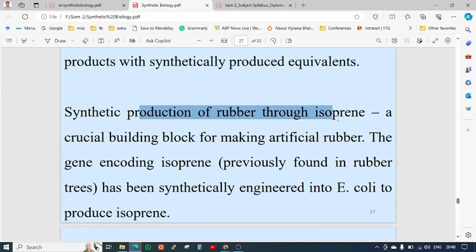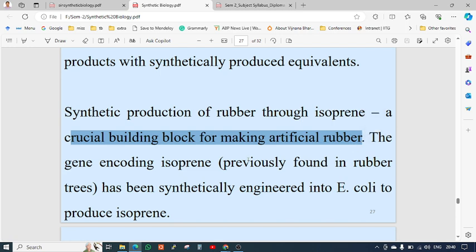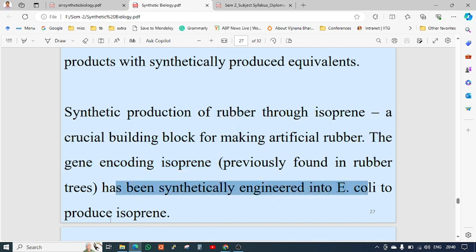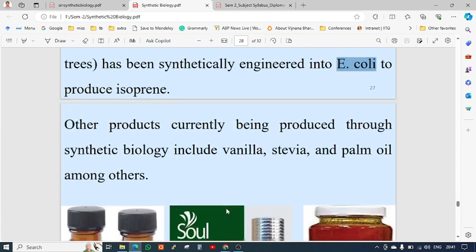Synthetic production of rubber through isoprene, a crucial building block for making artificial rubber. Artificial rubbers are also produced by these processes. The gene encoding for isoprene, found in the rubber tree, has been synthetically engineered into E. coli to produce isoprene. Naturally it is found in the rubber plant, but nowadays E. coli bacteria can also produce isoprene by modifying the gene.